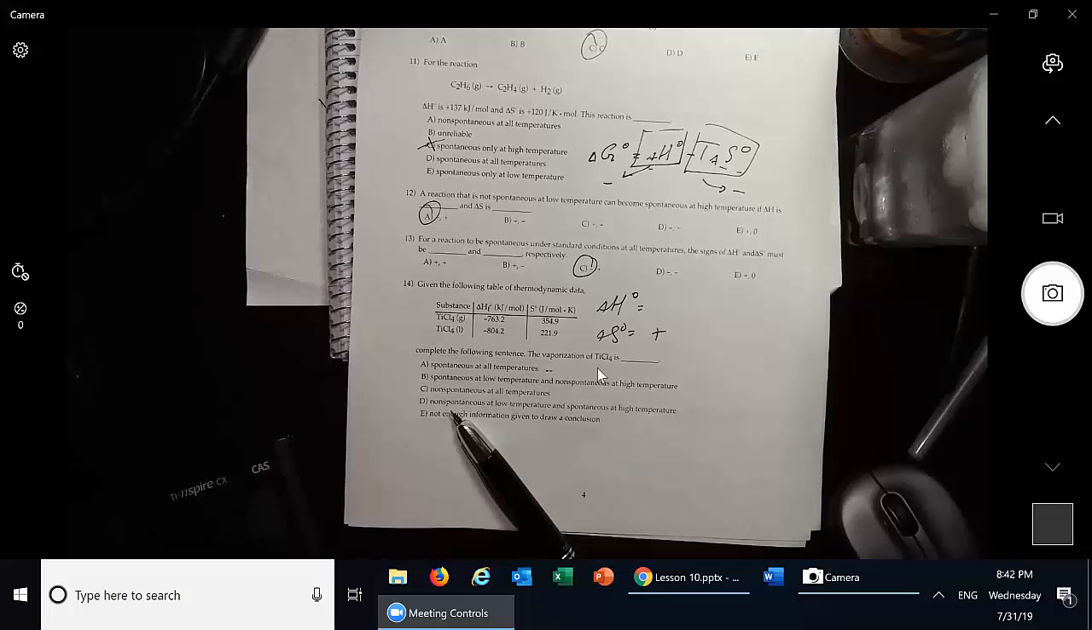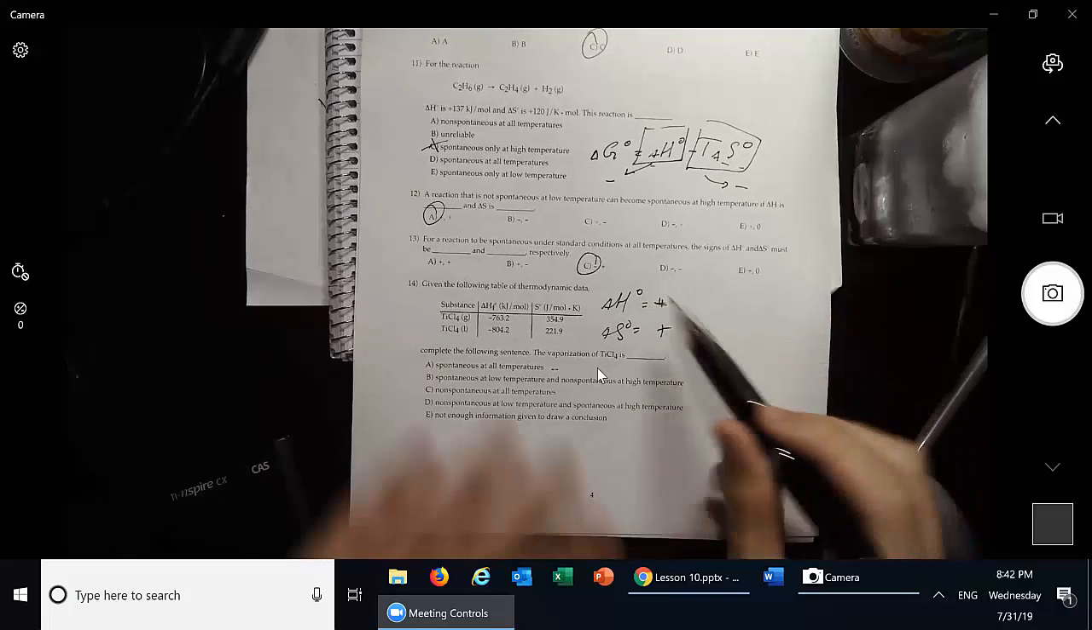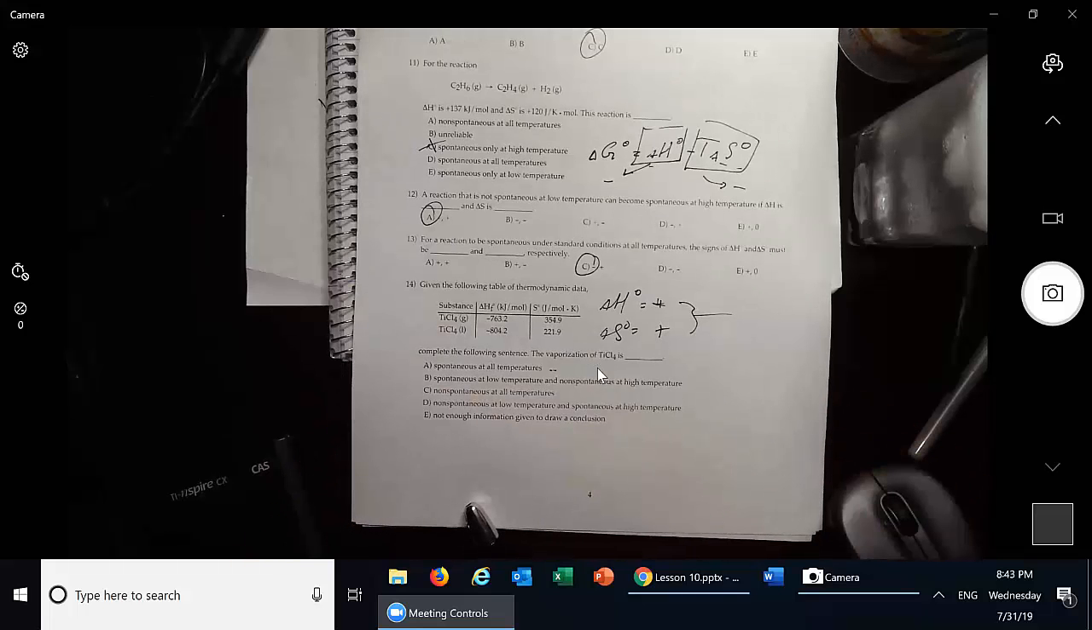So it takes energy to break the forces of attraction between molecules. So enthalpy is increasing, so delta H is positive. Okay, so based on these two values, what's the correct answer? What should we conclude based on this? Non-spontaneous at low temperature and spontaneous at high temperature. Great.